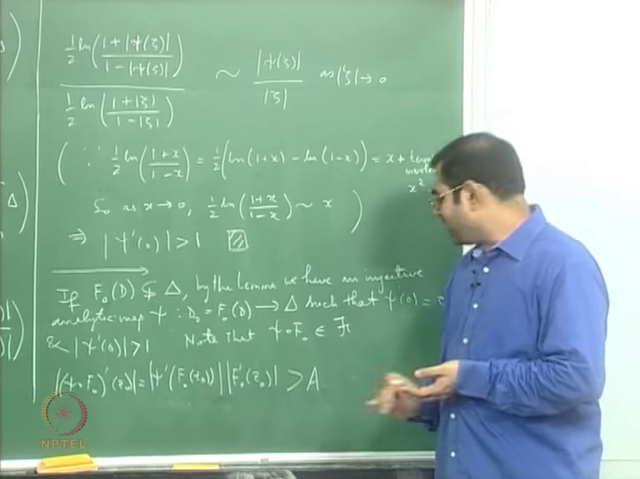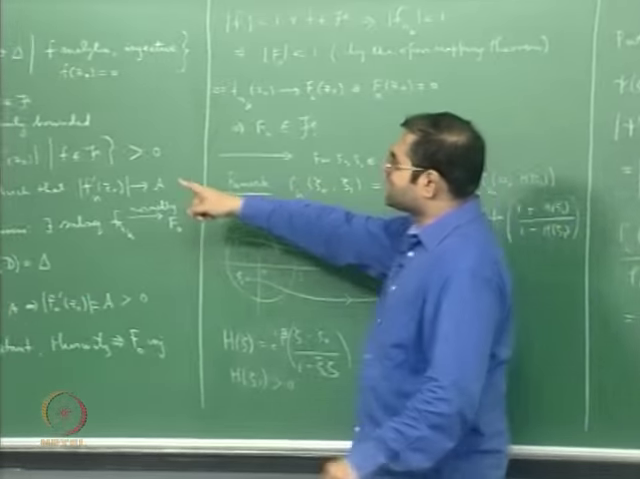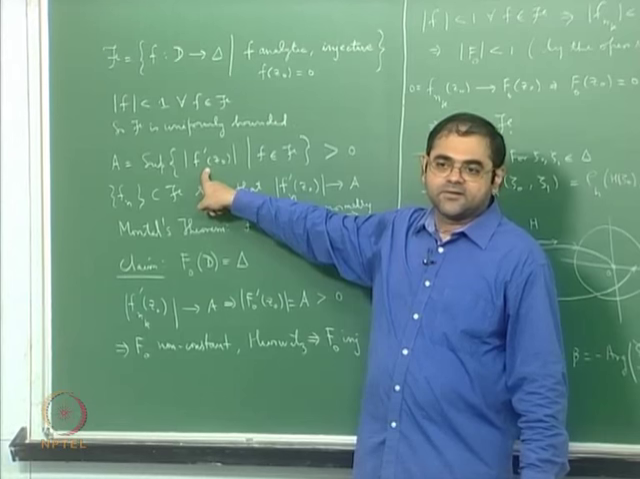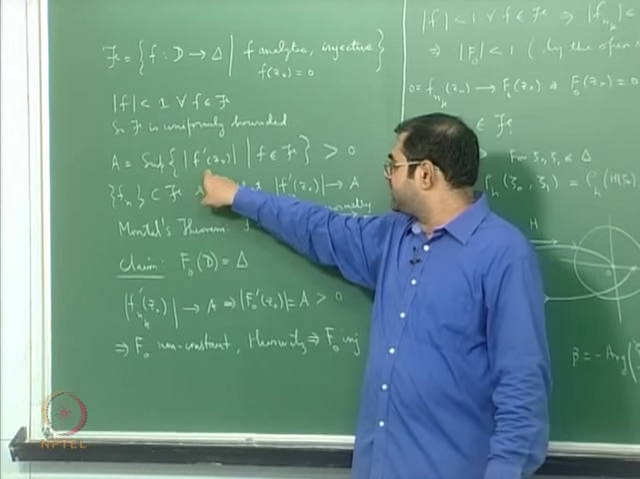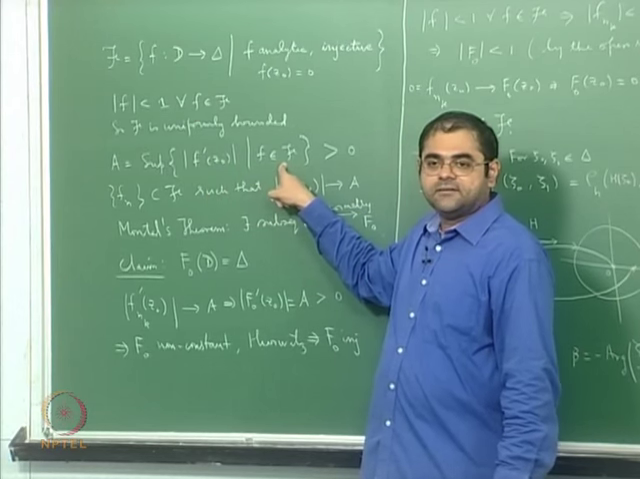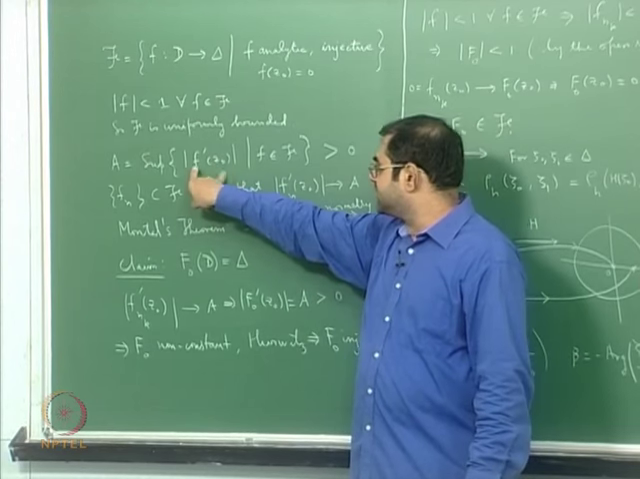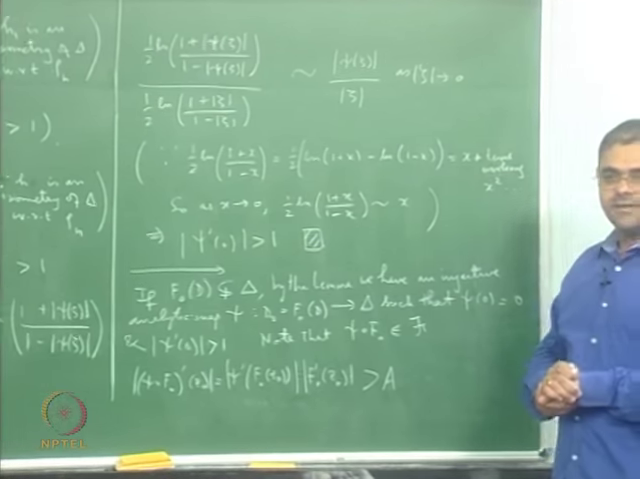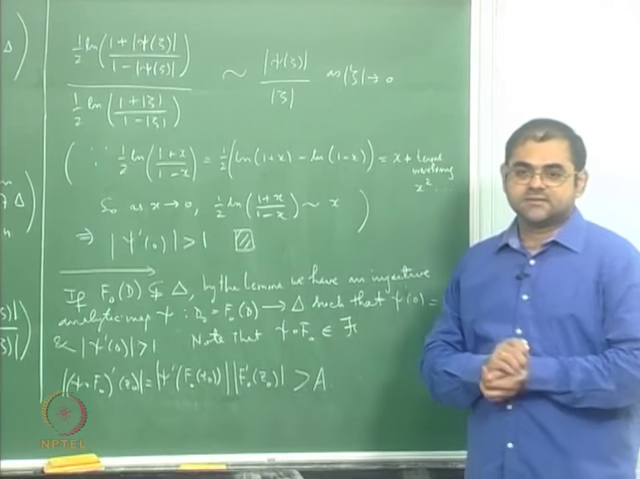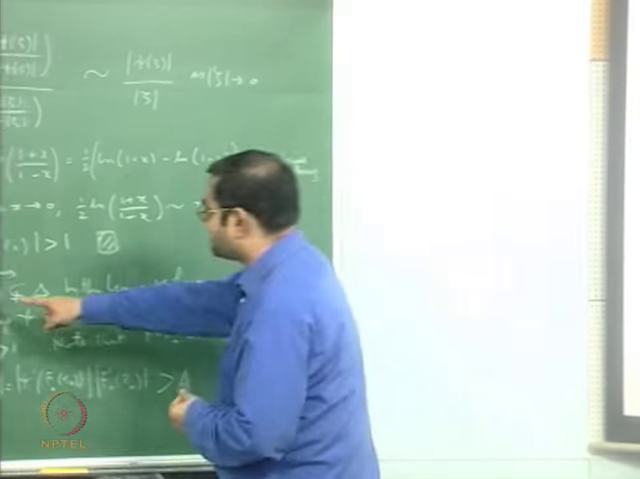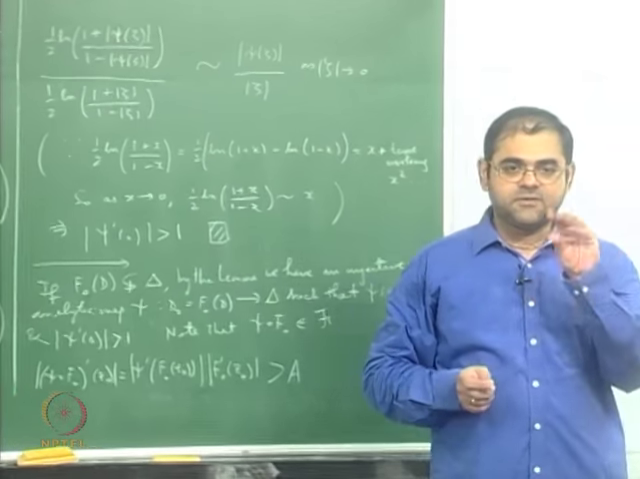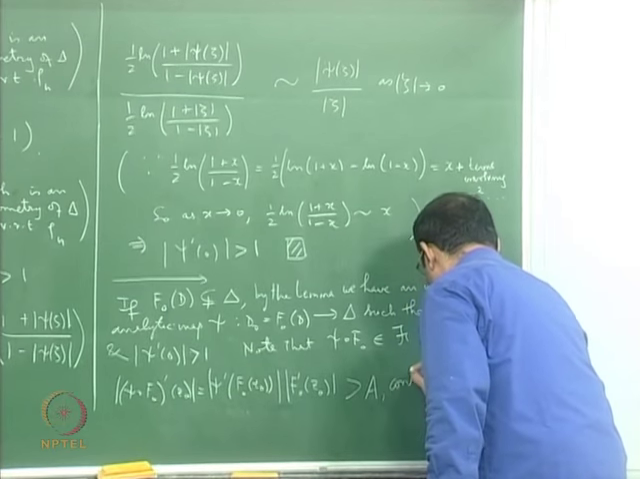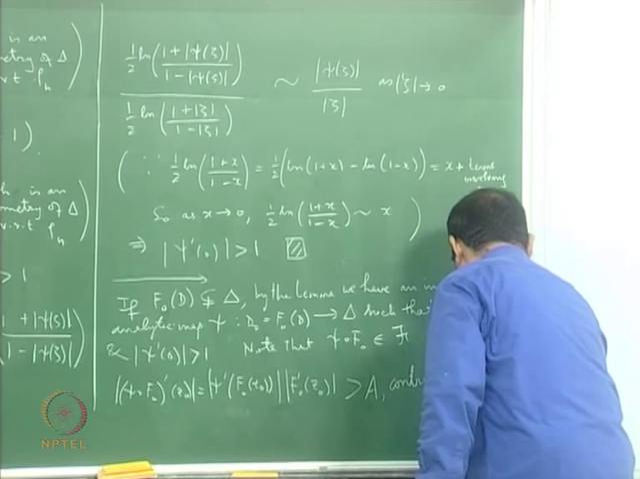Now that is a contradiction, because A was supposed to be the supremum of the modulus of the derivatives at z naught of all the functions in the family script f. For any member of the family, if you take the derivative at z naught and take the modulus, it cannot exceed A, since A is a supremum. But I have found something that exceeds A, which contradicts the fact that psi circle f naught is in the family. So this contradiction proves that f naught of D is delta. In other words, the extremal function f naught fills out the whole unit disk. This contradicts the definition of A.